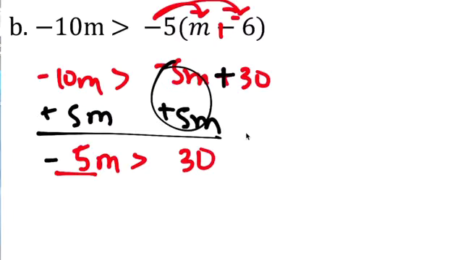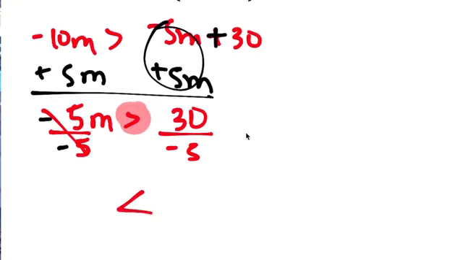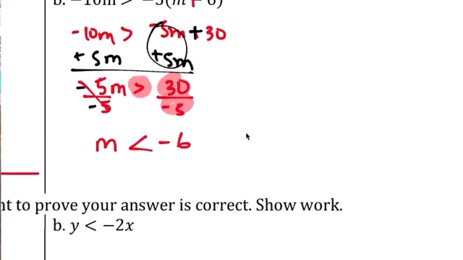Divide by that negative 5. Because of the negative 5, you're dividing by a negative, this switches. When you divide by a negative or multiply by a negative, the inequality switches. m is less than negative 6. Negative, because a positive divided by a negative is a negative.